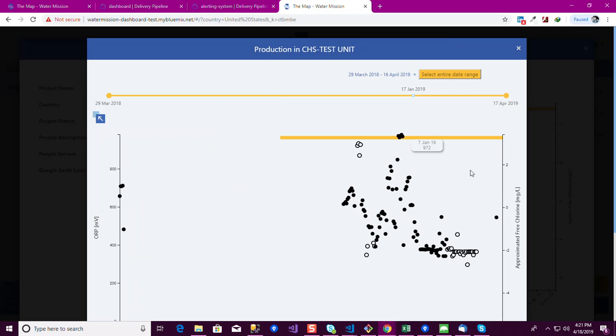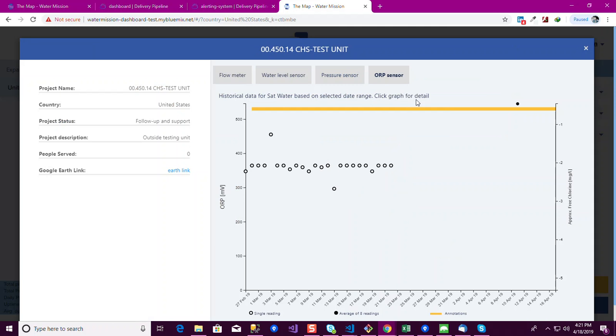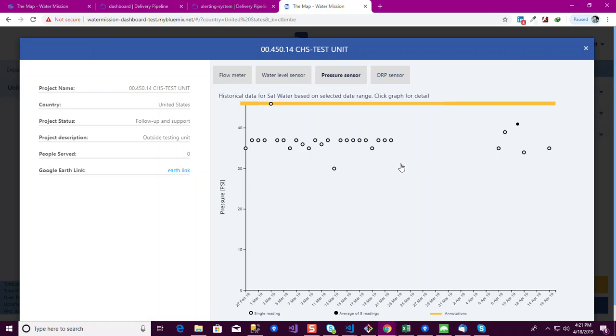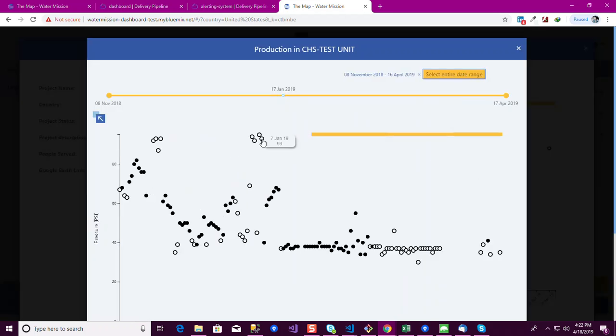For example, here you see there are some dots for 7th Jan. And if we look at the pressure sensor, you see there is 7 Jan too, but the data is different, because we have the PSI unit, so 94. We calculate all this data by using the ORP formula, but the low calibration and high calibration are changed.